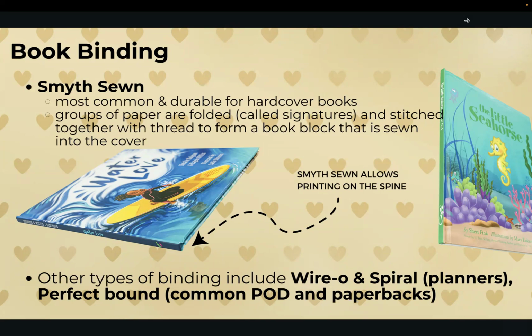There are other types of binding that include wire and spiral. We do a lot of those with our planners. Perfect bound is quite common with POD and with paperbacks, but the majority of our hardcover books are Smythe sewn.